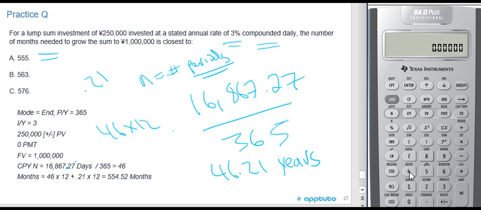So let's just clear that. 46 times 12 is going to be 552 months. But then we've got to add the 0.21 times 12, and that gives us another 2.52. So add that to my 552, and I'm going to have 554. So the correct answer is A.